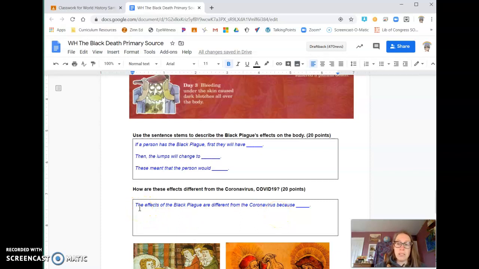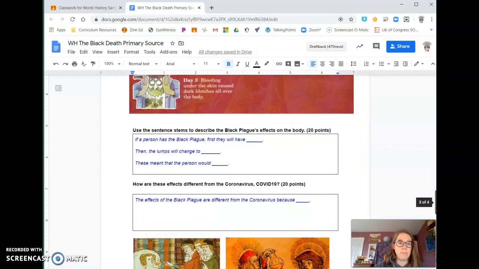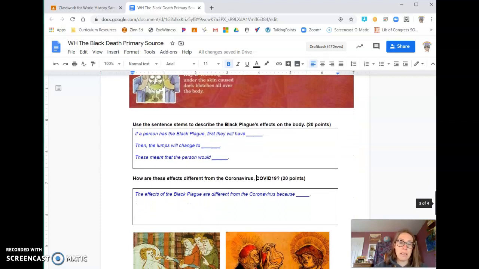And this is the sentence starter you can use. The effects of the Black Plague are different from the coronavirus because... Well, one way I know is we're not getting these buboes under our armpits and they're not exploding into black gooey crap. So that's one way they're different. Okay, now would be a good time to pause and fill in your sentences.